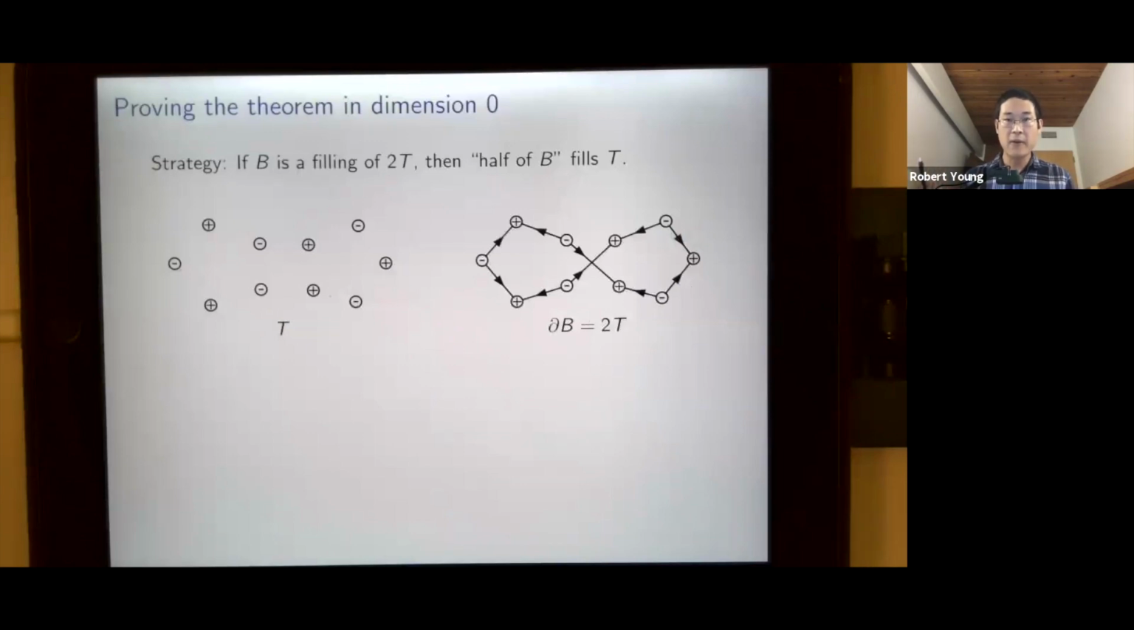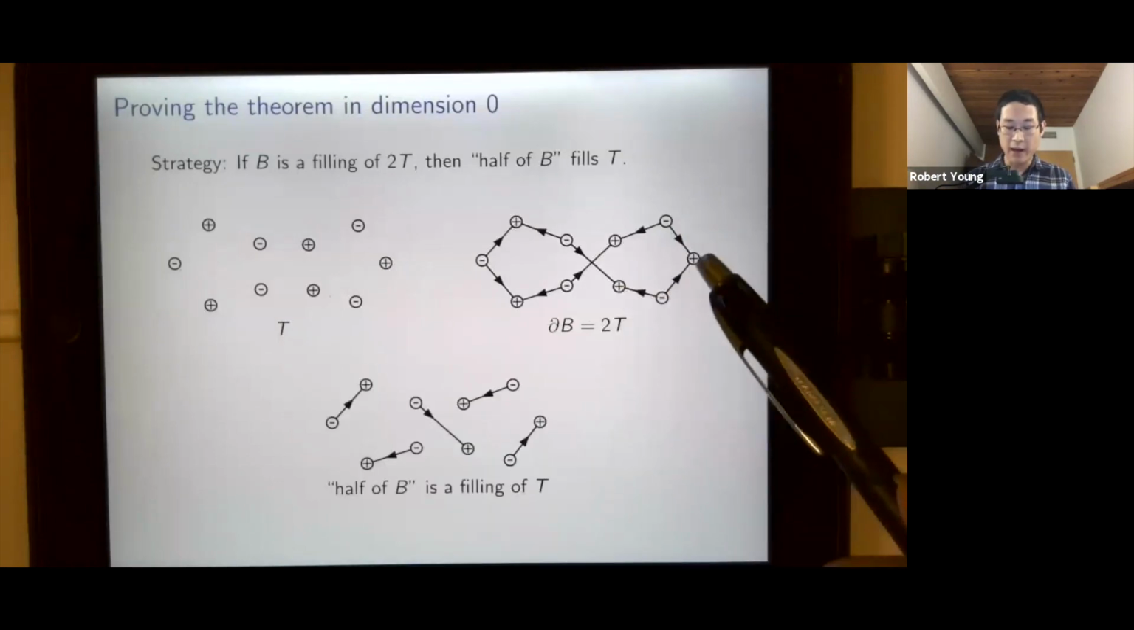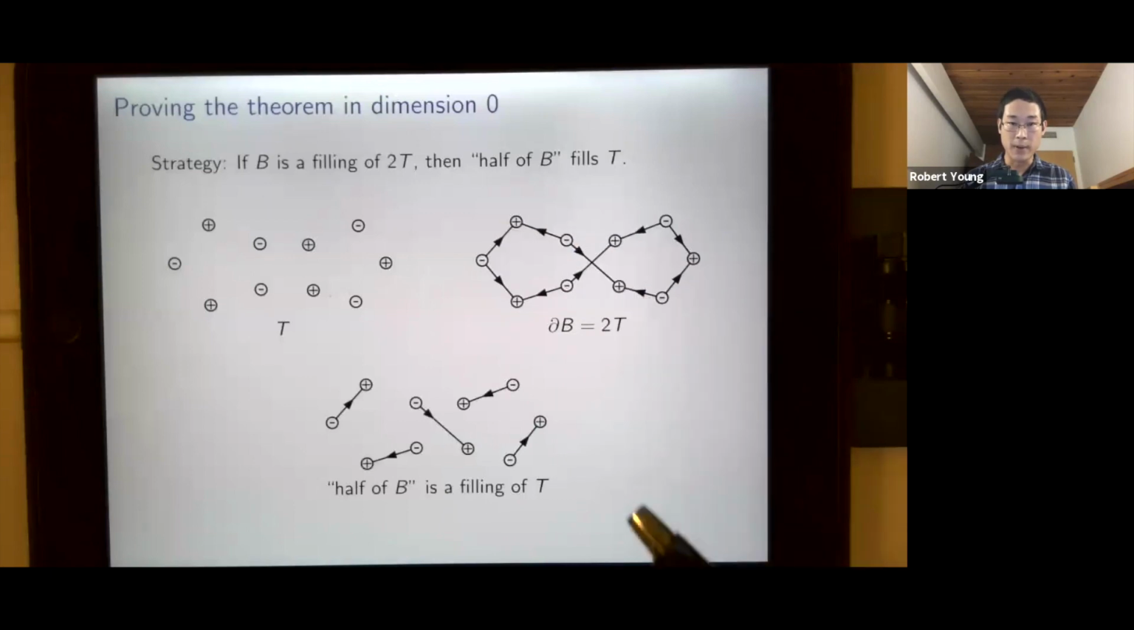So if you have a filling like this, how can you cut it in half? Well, one thing you could do is just take every other arrow along this loop. That's half of the arrows, and in fact, that's 1 arrow coming out of each minus, 1 arrow going into each plus. But that's a little bit difficult to generalize to higher dimensions, and we're really interested in what happens in higher dimensions. So let me restate this in a way that's a little easier to generalize.